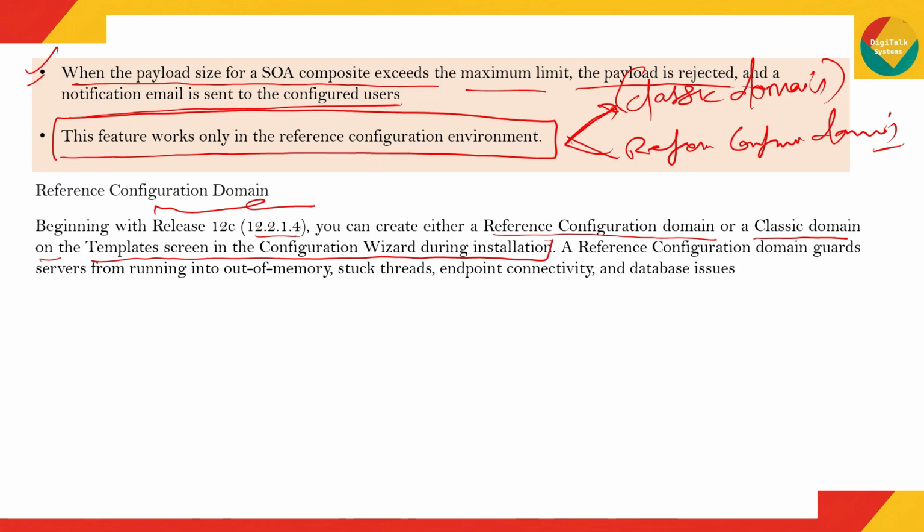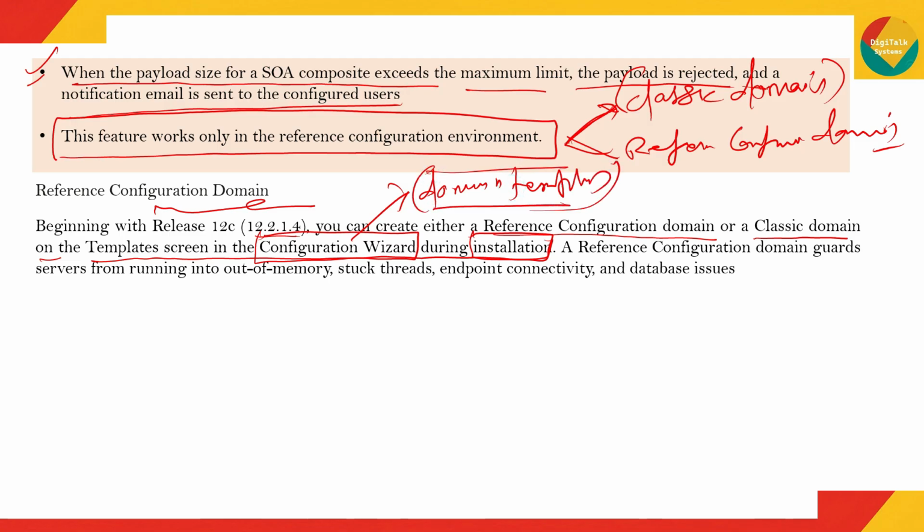So what we do when we configure the SOA, we do the installation of our Fusion middleware, and then on top of that we install the SOA suite. Then we create the domain with the help of the configuration wizard. When we run the configuration wizard, we get the option to select the domain templates.